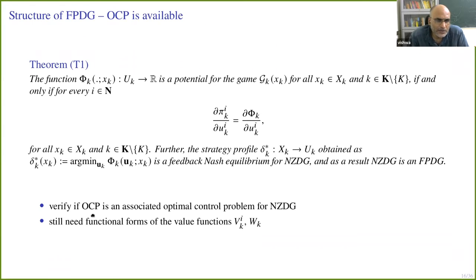Okay, so the thing is, this result assumes that we already know this function phi, and we also need to know the forms of the value functions here, right? So in some sense, this result is true, but its applicability for the problems to verify it can be difficult because it assumes that we know the functional forms of value functions.